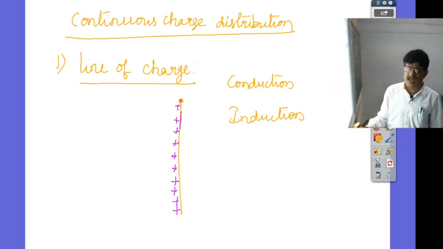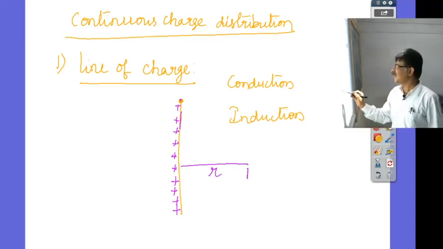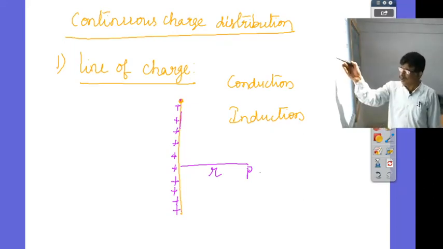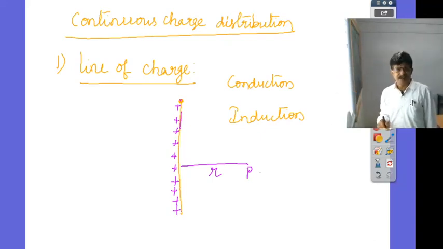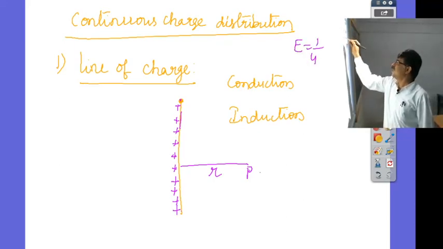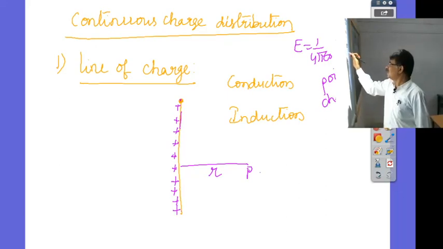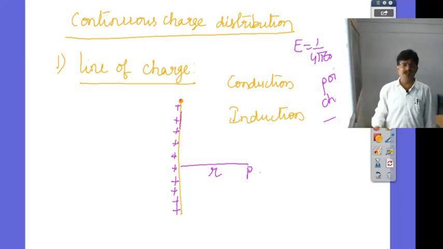Because of this line of charge, how do we find the electric field intensity at a distance r from it at a point P? That is the question. If you observe this point P, all charges are located at different distances from it. So to calculate the electric field intensity at this point is very difficult, because the expression E is equal to 1 by 4 pi epsilon naught into Q by r square is applicable only for point charges. But you have a continuous distribution of charge.